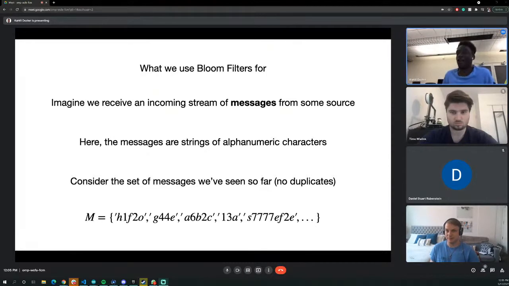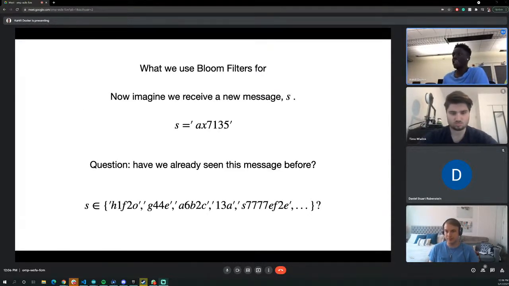So again, you might already know what we use bloom filters for, but you can imagine you have a node that's receiving an incoming stream of messages. For the purposes of this discussion, we can consider a message a string of alphanumeric characters. So we're at a node and we receive a stream of messages, and we are considering the set of messages we've seen so far. We can just imagine there's a collection of messages we receive, and we record the messages we've seen so far. Although it's important, it's a set. So if we see a duplicate message, we don't record it twice. These are any messages we've seen at least once.